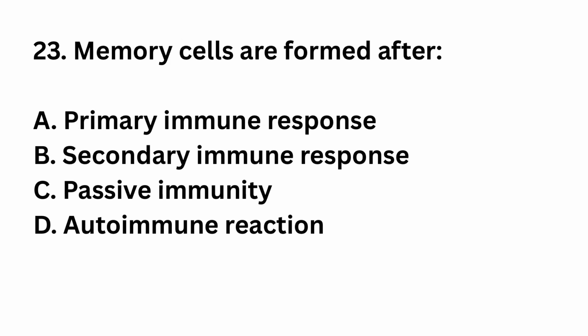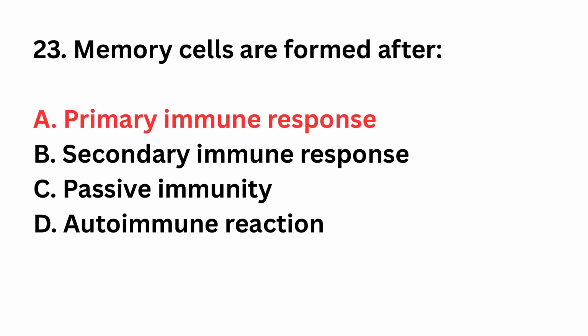Question number 23. Memory cells are formed after primary immune response, secondary immune response, passive immunity, autoimmune reaction. The right answer is option A, primary immune response. Memory cells are formed after first antigen exposure. They enable faster responses on re-exposure.